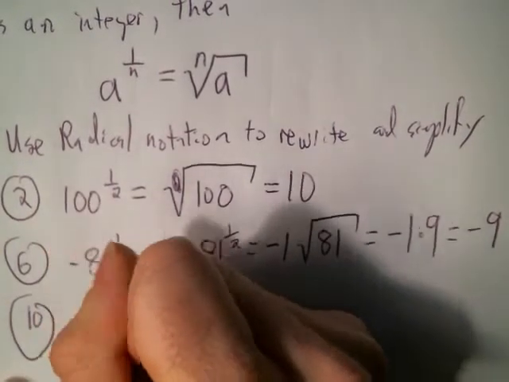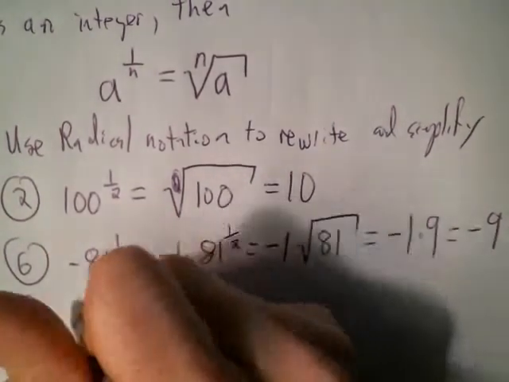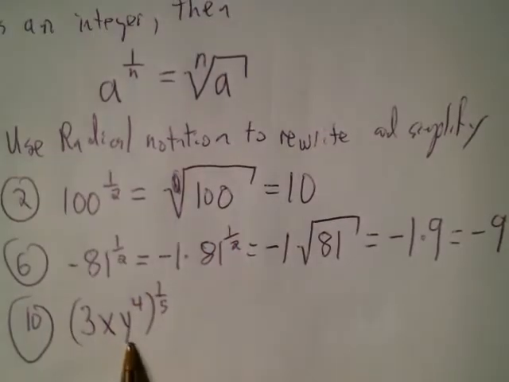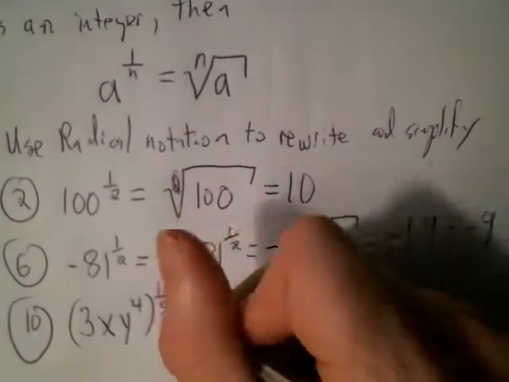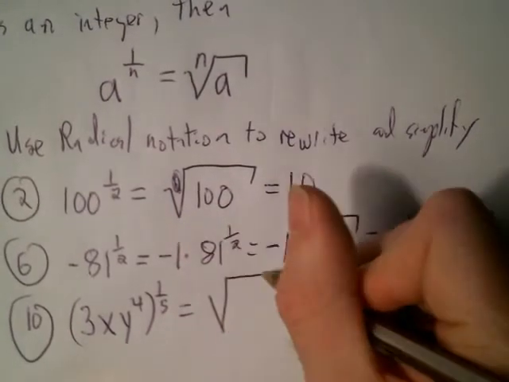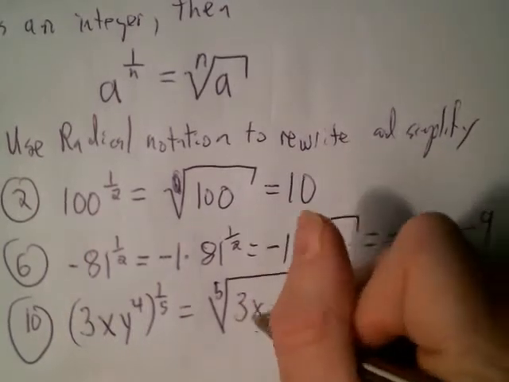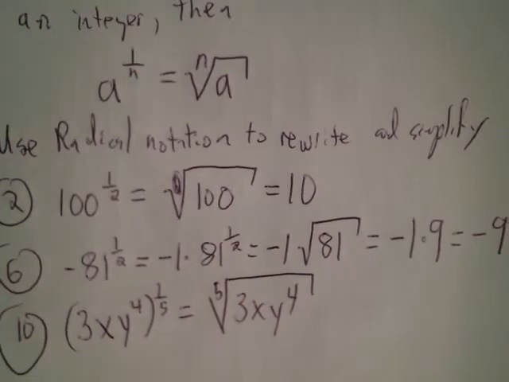So I have (3xy to the fourth) raised to the 1/5. This time everything is in the base of the exponent, and so we're going to have to put all of this inside of the root. The 5th power means we have a 5th root, and then we put the 3xy to the fourth inside of there.